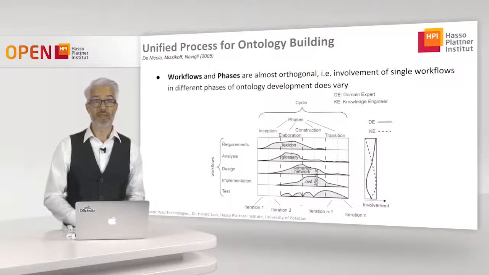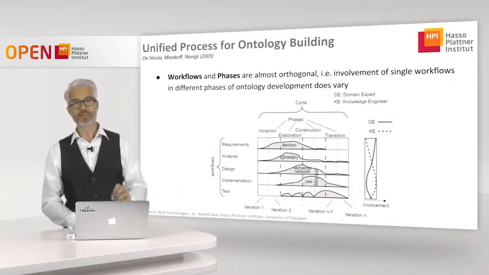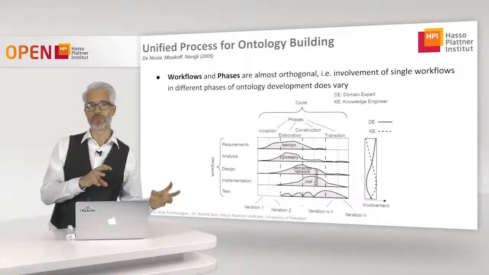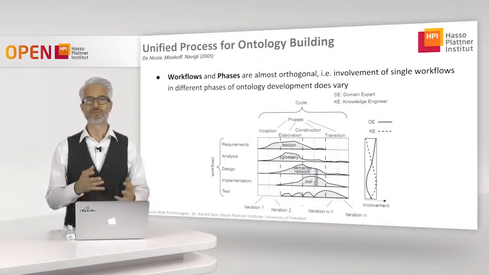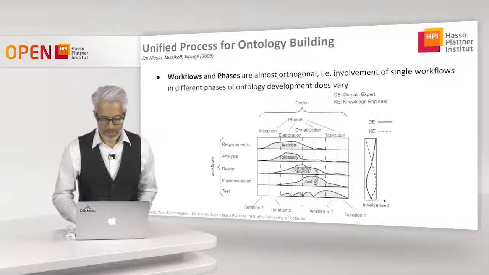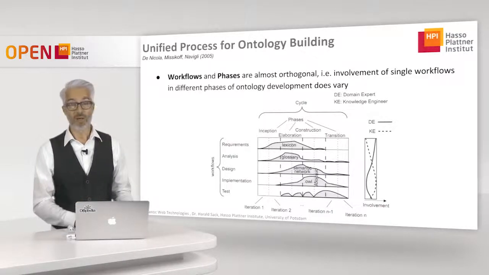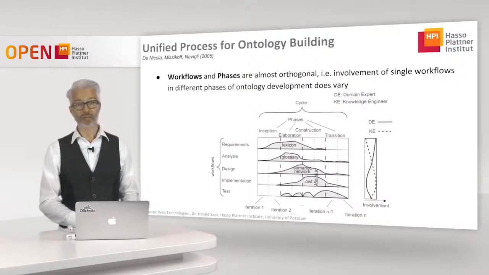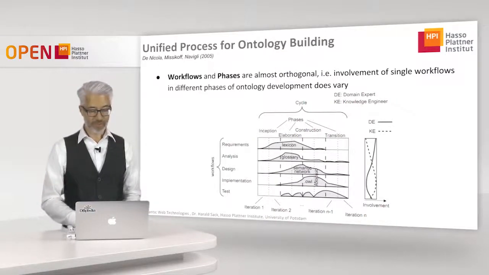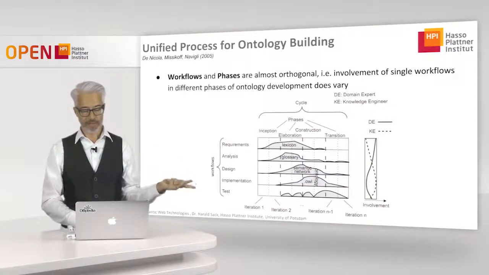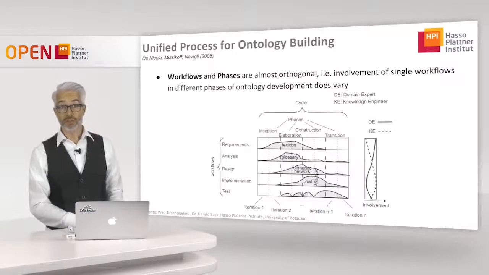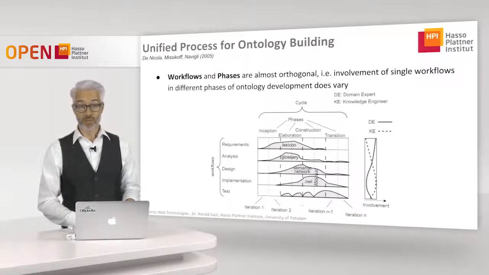And the interesting thing here is that the workflows during the phases are almost orthogonal, which means the involvement of the single workflows in different phases of the ontology development varies. And you see this here in this nice graphics. You see on the x-axis the different phases, starting with inception, then elaboration, construction, and transition. And then you see the workflows for each of the iterations: requirements, analysis, design, implementation, and test. And what you can see here now is that from iteration to iteration, the involvement of the workflows varies.